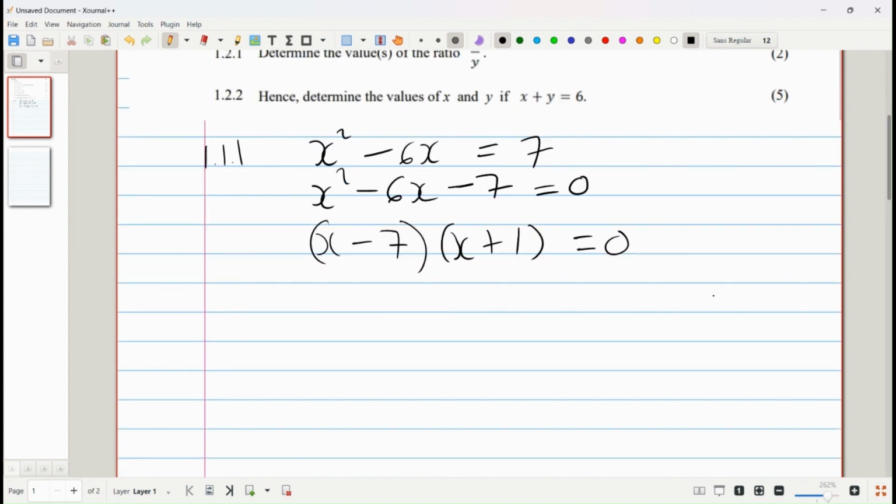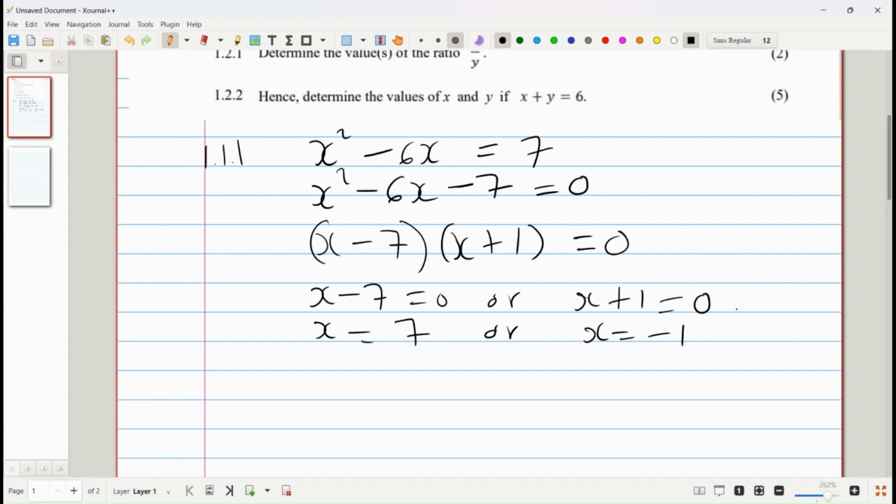So the next step is to write the values for x. In this case, we'll have two values for x. Why? Because the product of these has to give us 0. So it's either this one equals 0 or this one equals 0. So it's either x minus 7 equals 0 or x plus 1 equals 0. So x will equal 7 or x will equal negative 1.